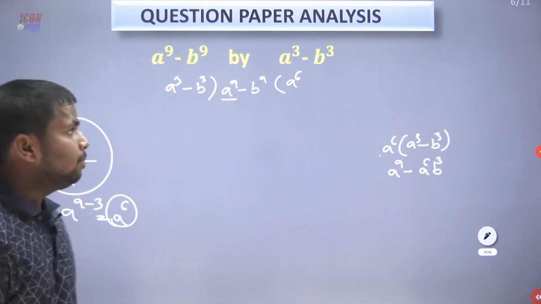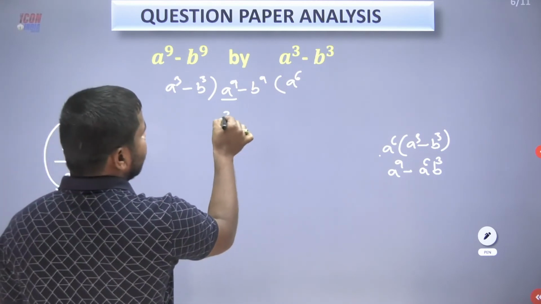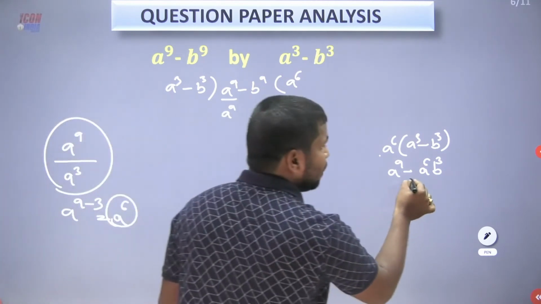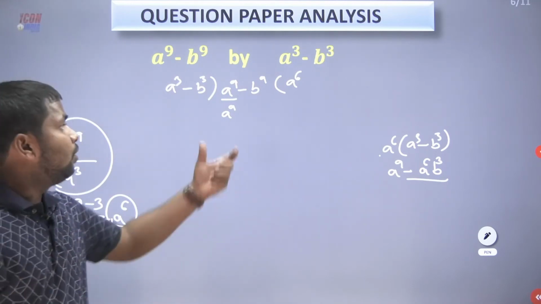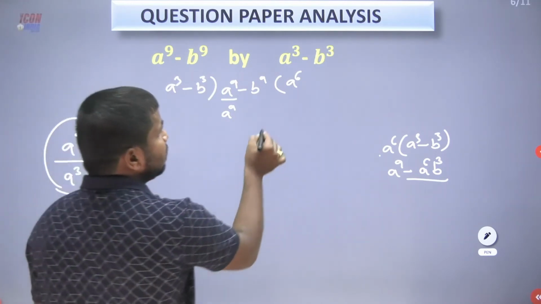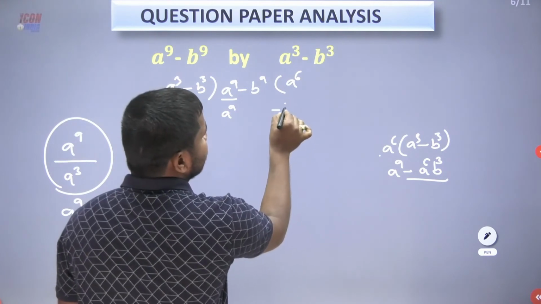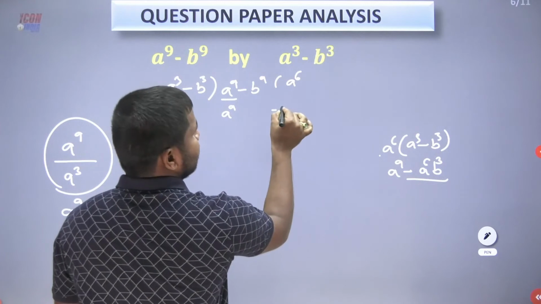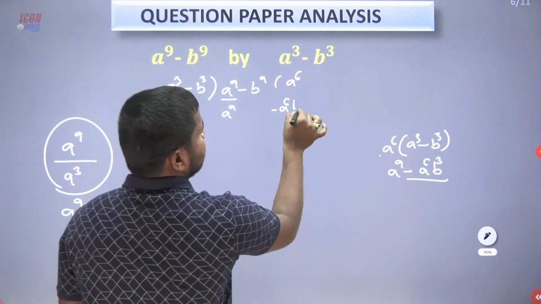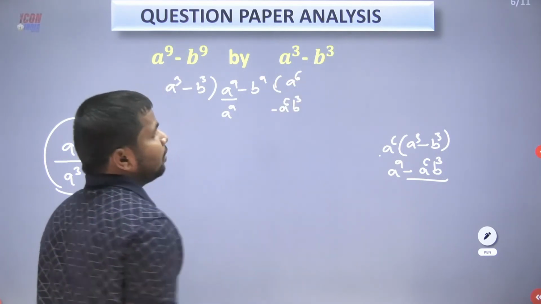a to the power of 6, b to the power of 3. So here a to the power of 9 is as it is, but we don't have a to the power of 6, b to the power of 3 in the question. So that is the reason I am just taking it beside, so minus a to the power of 6, b to the power of 3.